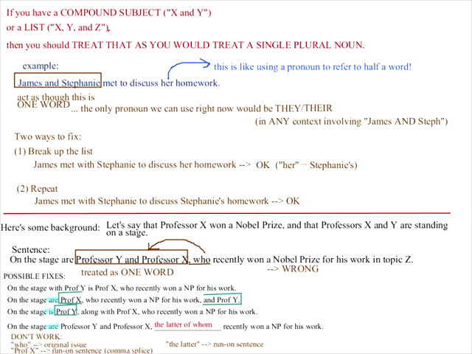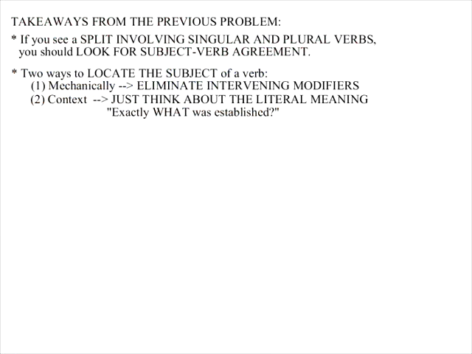Okay. Let me type a couple more of these takeaways onto this list. It's a huge problem with tons of takeaways. Okay. So compound nouns, which are X and Y, and lists, which are like X, Y, and Z, should be treated as single words.